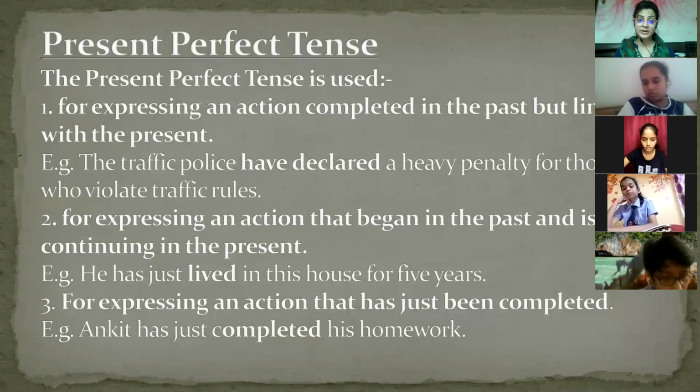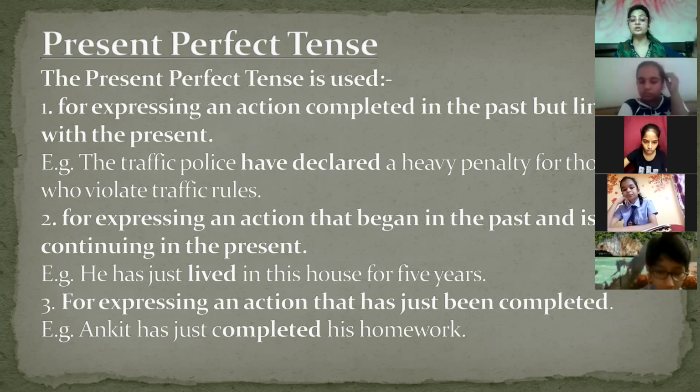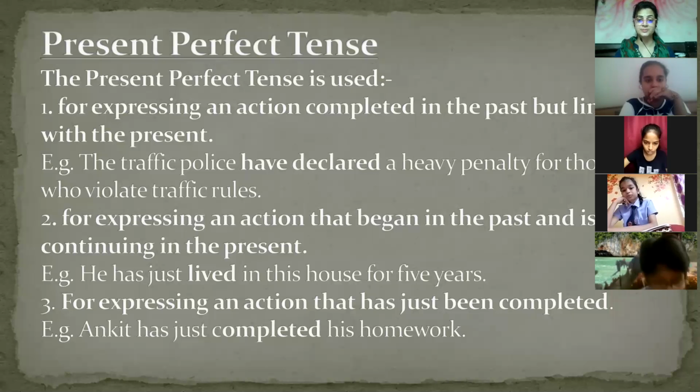Second one, for expressing an action that began in the past and is still continuing in the present. ऐसा कोई action जो past में start हुआ था and still now present it is going on. For that also we use present perfect tense. For example, he has lived in this house for 5 years. That means he started living 5 years ago and till now he is living. वो अभी तक रह रहा है और उसने 5 साल पहले रहना start किया था. तो for that also we will use present perfect tense.